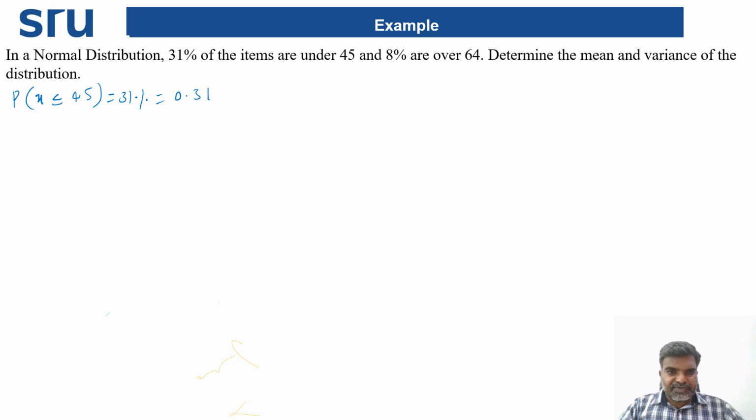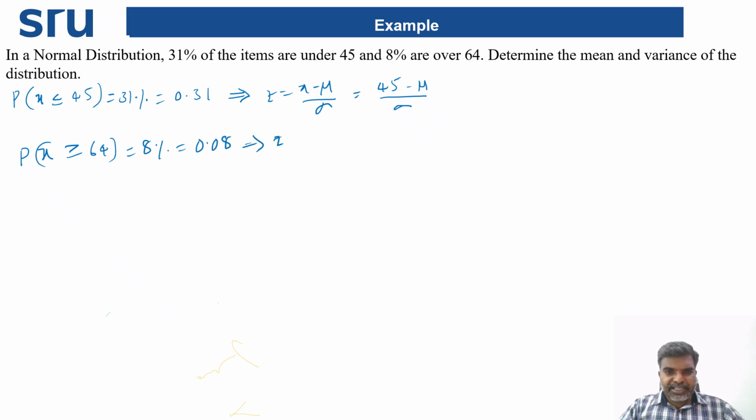Now we can convert this into a z value. So what is the formula? Z equals (x minus mu) by sigma. Z is unknown. So what is x here? 45. Mu is also unknown. Mean is not given. Sigma, standard deviation, is also not given. Now the second condition, 8% are over 64. When x is greater than or equal to 64, the probability is 8%. 8% means 0.08. We are finding the corresponding z value.